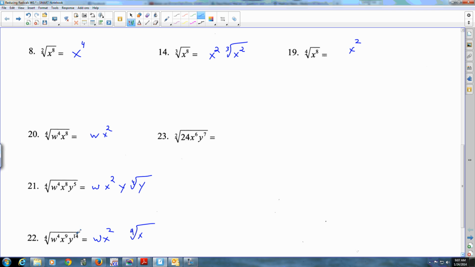And 4 goes into 14 3 times with 2 left over. So that would be your answer. Now these, I'm going to work with you guys a little bit more on the next page to figure that out. You're going to prime factor 24.